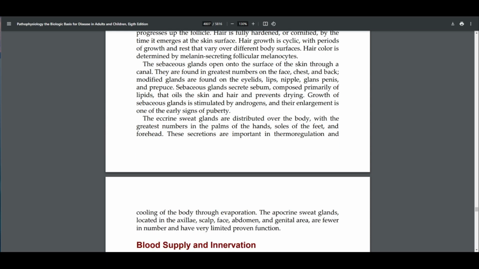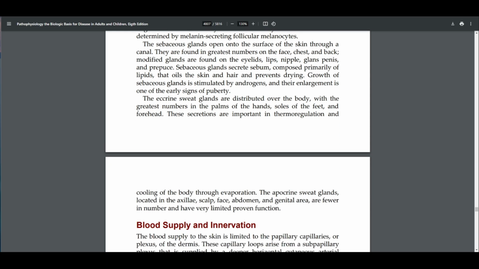The sebaceous gland opens onto the surface of the skin through a canal. They are found in greatest number on the face, chest, and back. Modified glands are found on the eyelids, lips, nipple, glans penis, and prepuce. Sebaceous glands secrete sebum, composed primarily of lipids, that oils the skin and hair and prevents drying. Growth of a sebaceous gland is stimulated by androgens, and their enlargement is one of the early signs of puberty.